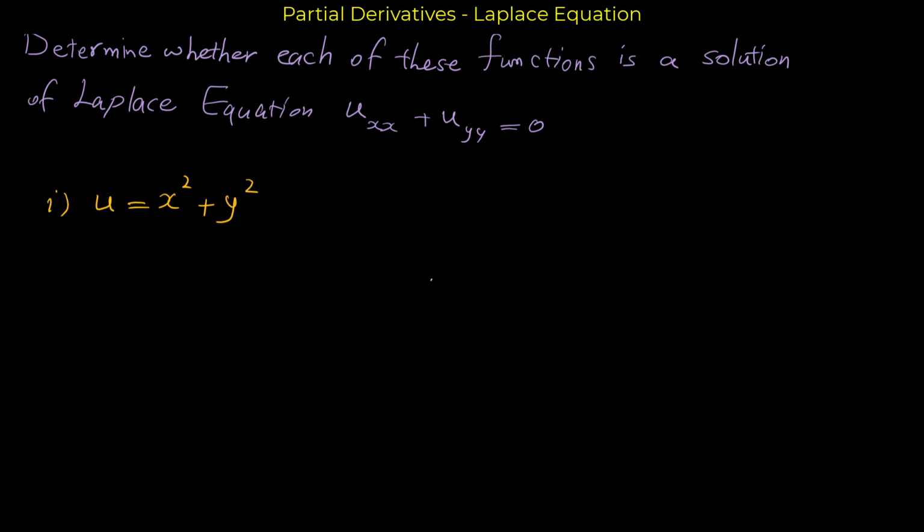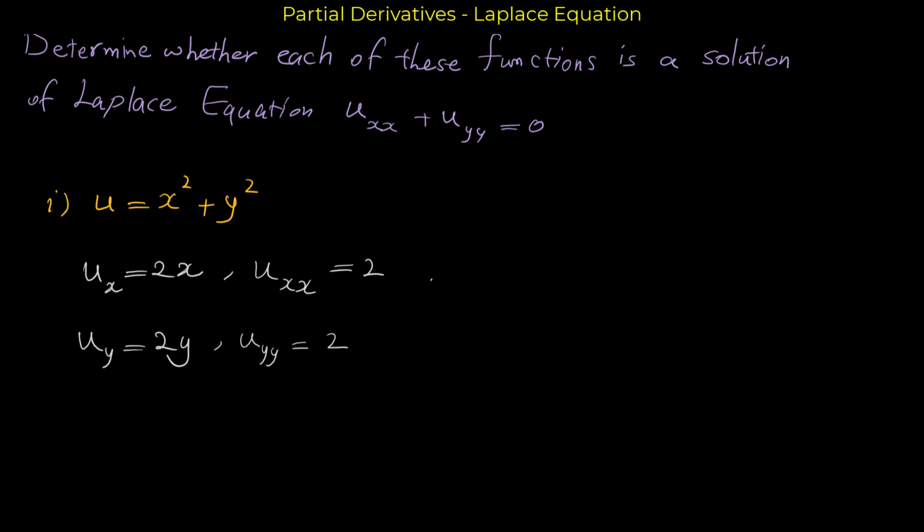Let us start. First, we are going to find ux, the partial derivative of u with respect to x. Ux is 2x. Then uxx, the second order partial derivative, we take the derivative again with respect to x and it would be 2. Uy, the partial derivative of this expression with respect to y, is simply 2y, because the derivative of x to the 2 with respect to y is 0, only we have 2y. Then we find the partial derivative of uy with respect to y again. The partial derivative of 2y with respect to y is 2.